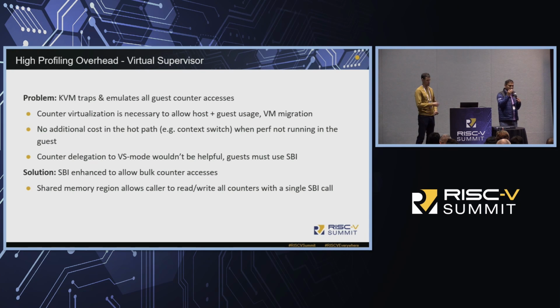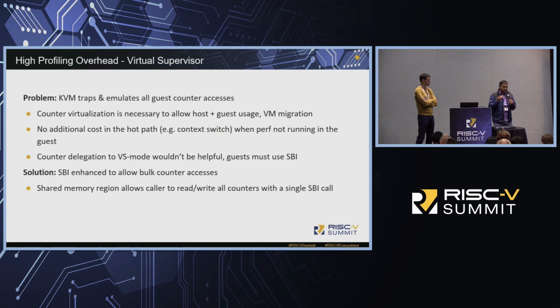Now, the bottleneck there is that every time you try to do counter virtualization, you cannot use the counter delegation anymore, because the hypervisor has to be aware of what the guest is using. And also, whenever the guest accesses those counters, we need to trap and emulate those counter accesses. So it ends up incurring even more traps.